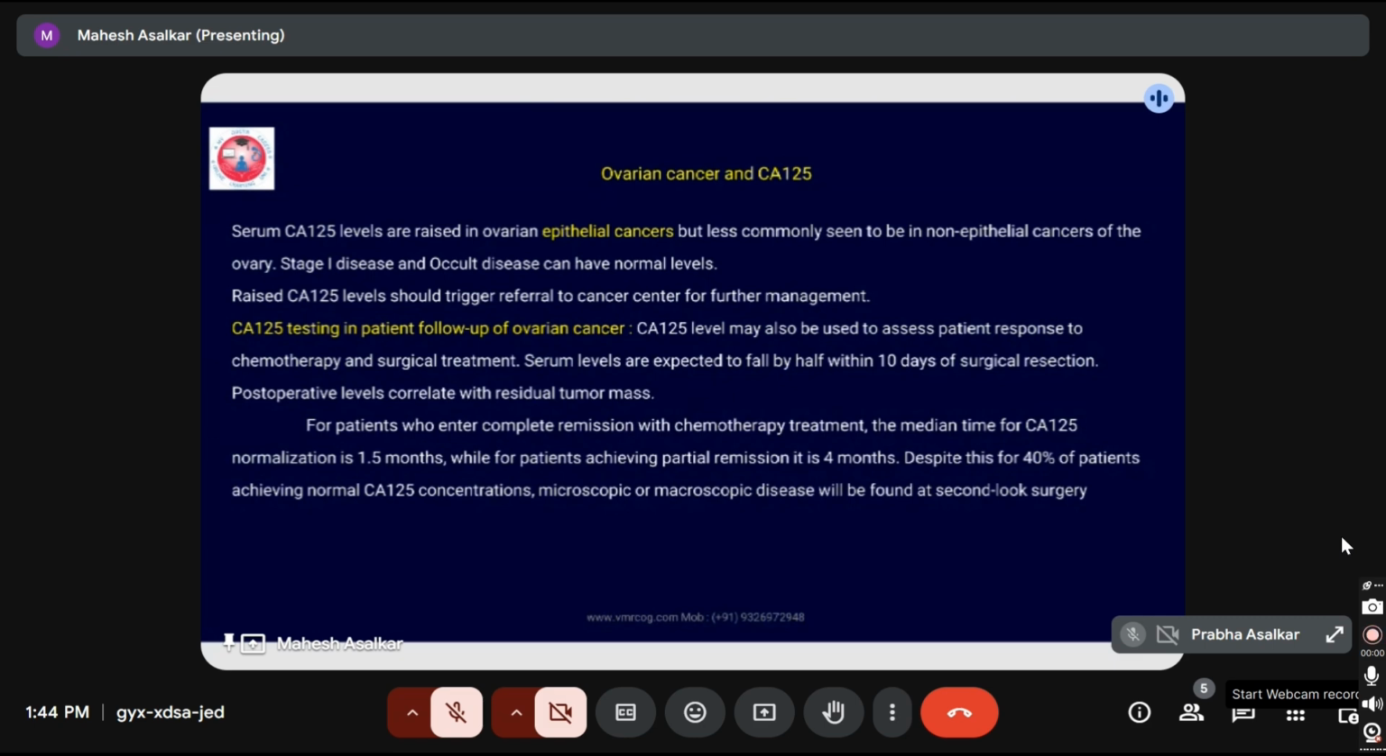Okay, so whether the patient has achieved complete remission or partial remission, because partial remission patients, it will take 4 months for this level for the normalization. And even if the levels are normal, 40% patients can have microscopic and macroscopic disease if the second look surgery is performed. Okay, so the level is normal. Again, it does not mean that there is no disease. They can have microscopic or macroscopic disease in 40% of patients.